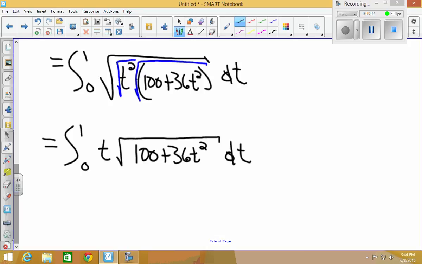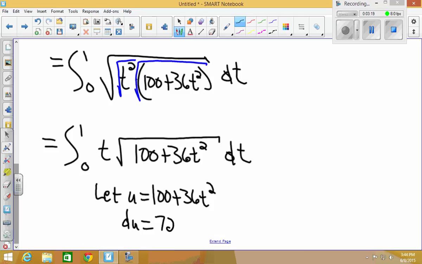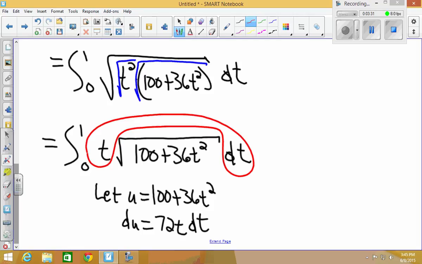And this is going to be a substitution, so we're going to let u be equal to 100 plus 36t squared. In that case, du is equal to, well, we bring down the 2, so 72t dt. We're in pretty good shape as far as our substitution goes. We've got t dt, but we need a 72 in there. So we multiply by 72 on the inside, divide by 72 on the outside.